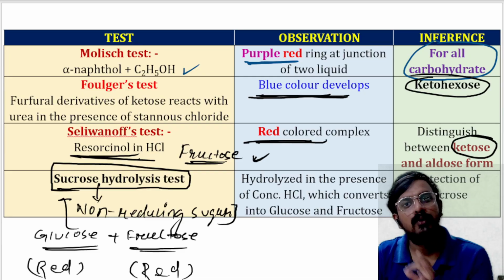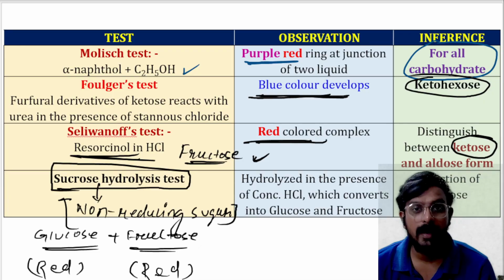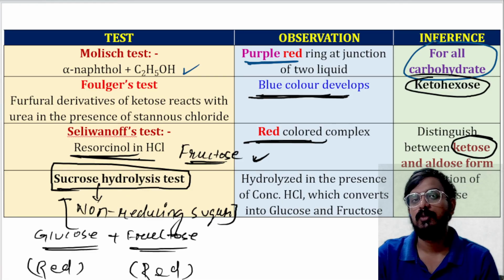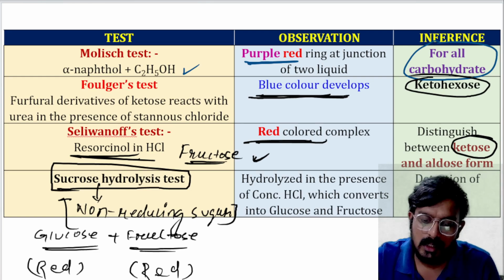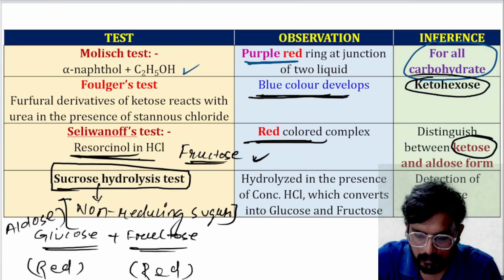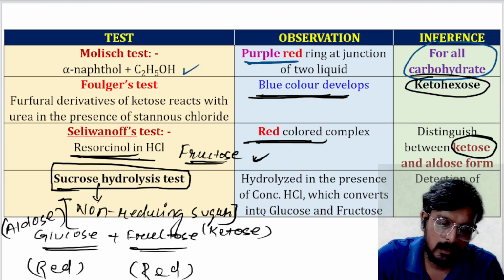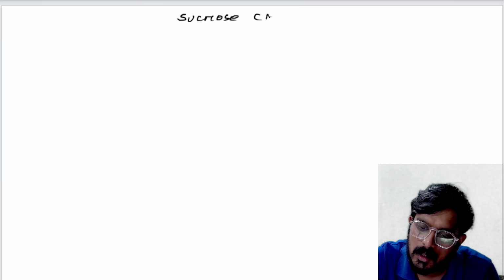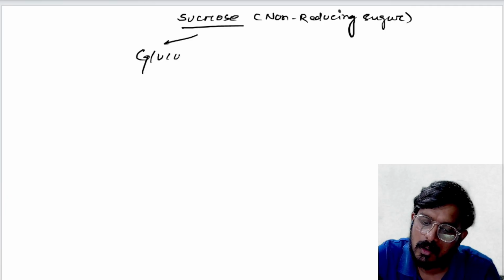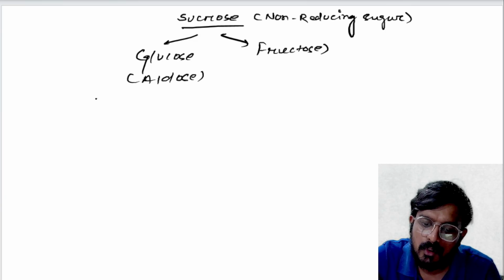So glucose is a reducing sugar, fructose is also a reducing sugar. When sucrose is made up of glucose and fructose, sucrose becomes a non-reducing sugar. Why? Who can answer this question? Glucose is basically an aldose. Fructose is basically a ketose. Let me explain you on a blank page. Sucrose is basically a non-reducing sugar. It is made up of glucose and fructose. Glucose is an aldose, that means glucose has a free aldehyde group.